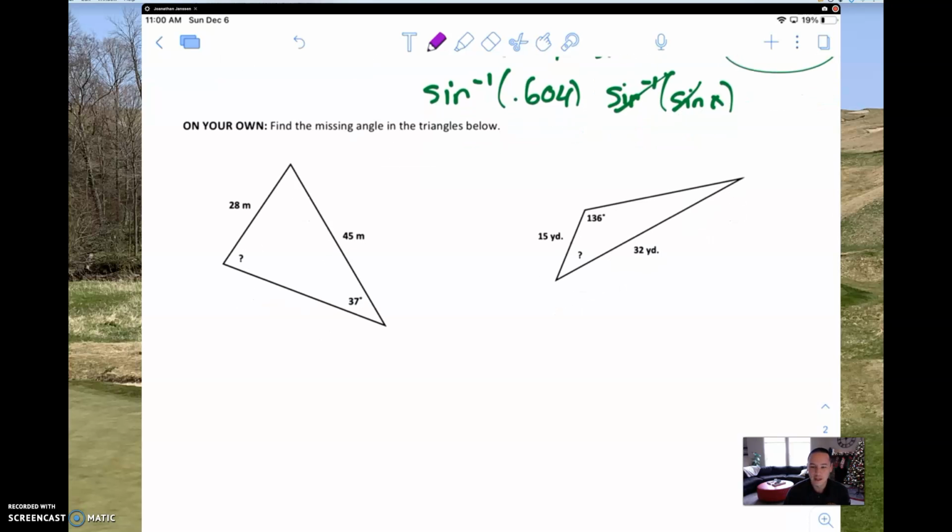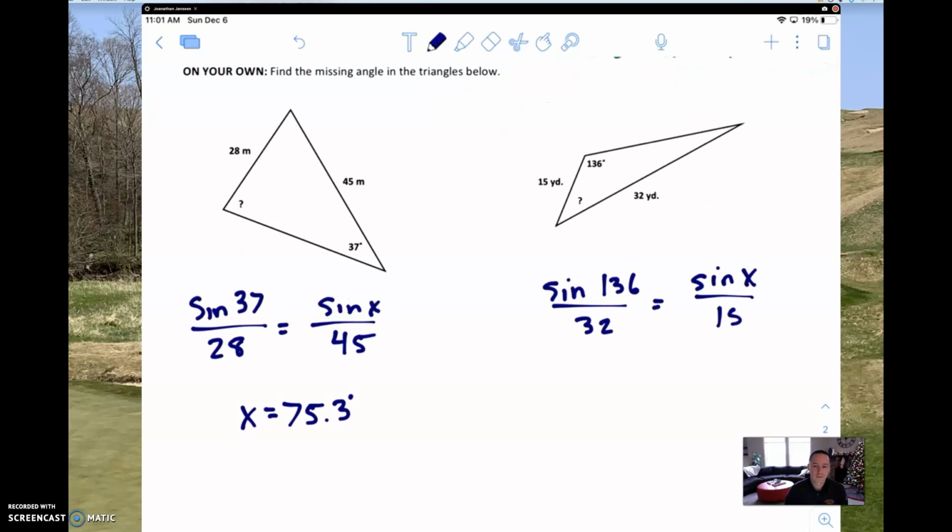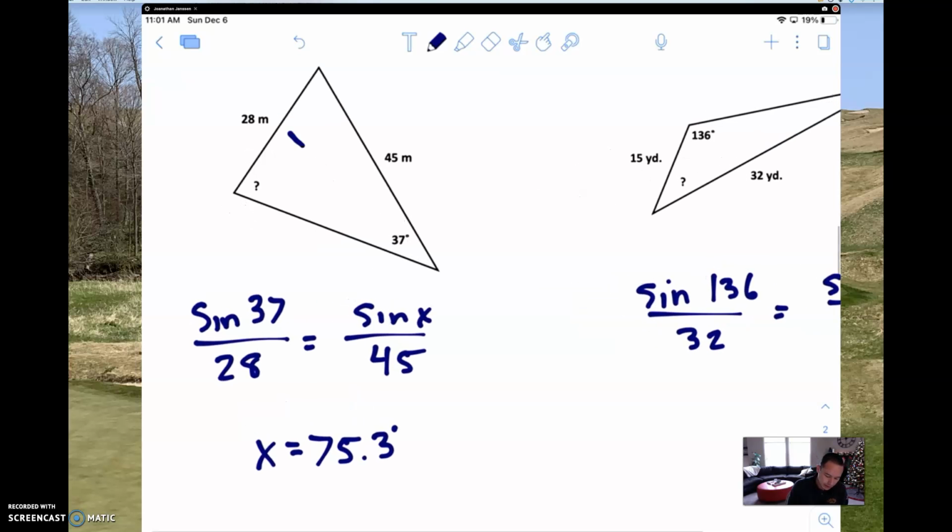Okay, go ahead and hit pause. Okay, welcome back. Hopefully the first one wasn't too much of a challenge for you. We use this pair right here. So we set sine of 37 matches with 28 equals the sine of x matching with 45. And when you solve that one, you end up getting about 75.3 degrees.